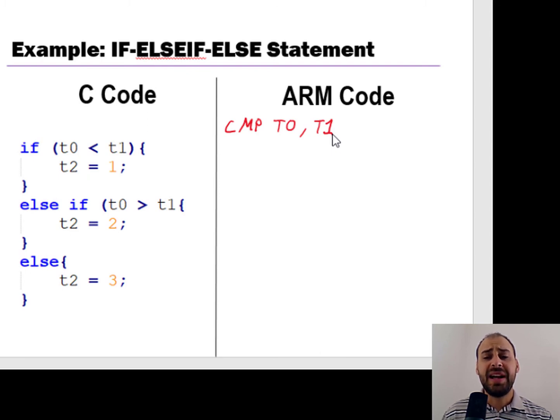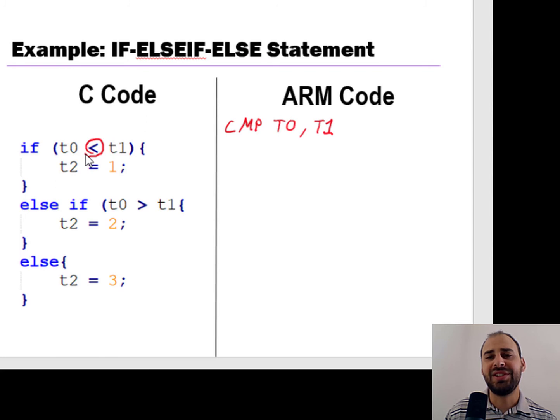Now, after I've compared them, the N and the Z bits are set appropriately. That we saw earlier, right? Current program status register, the N and the Z bits are set the moment we run that compare instruction.